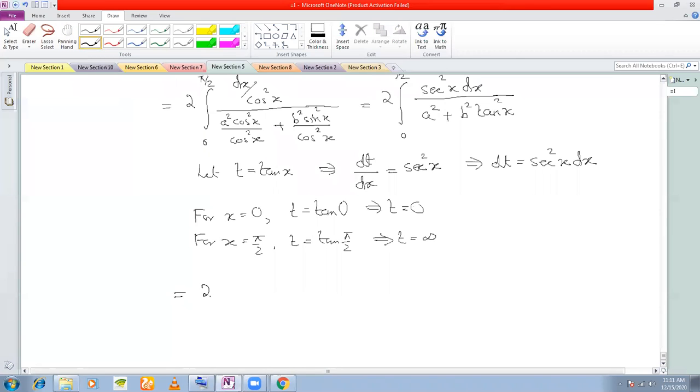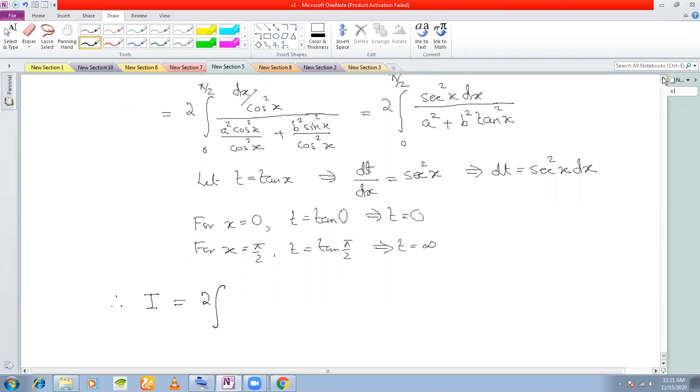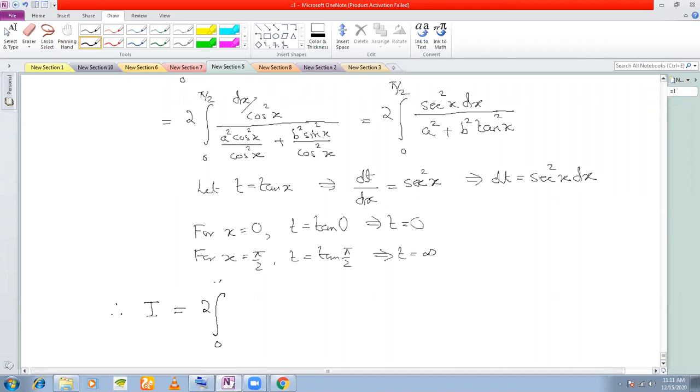Therefore, I is equal to twice integral sec square x dx. We change the limit to 0 to infinity, and sec square x dx is dt divided by a square plus b square t square, right? This is what it becomes. Now how to evaluate this? You make the coefficient of t square 1. Integral 0 to infinity, divide numerator and denominator by b square, a square by b square plus t square, right?